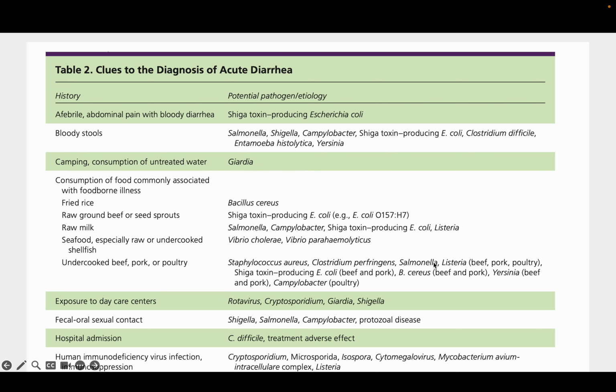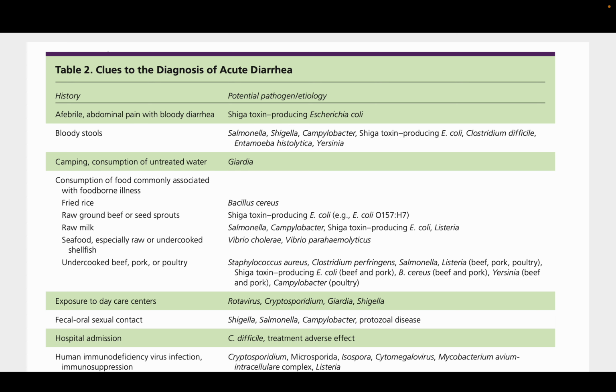Clostridium perfringens. So Salmonella, Listeria, Shiga toxin E. coli, Bacillus cereus; if you remember all this well, Campylobacter can be found in poultry. Especially remember fried rice, and one more thing, seafood and uncooked shellfish: Vibrio cholerae, where they present with rice-water stools.